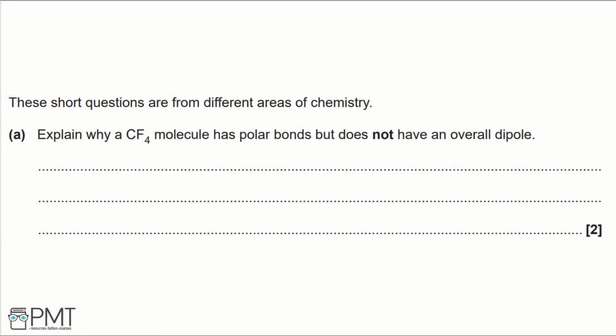These short questions are from different areas of chemistry. Part A. Explain why a CF4 molecule has polar bonds but does not have an overall dipole.